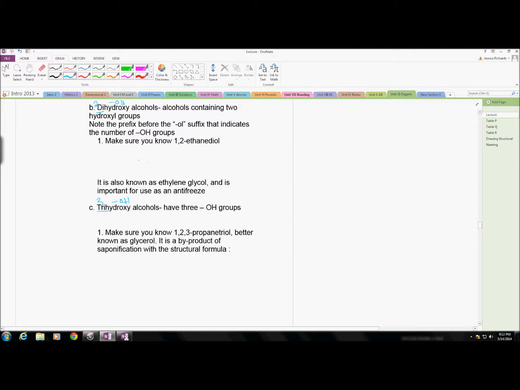1,2-ethane diol is really the only one you need to know here, so let's draw this. Ethane, so eth meaning I have 2 carbons, diol meaning I have 2 hydroxyl groups, and 1 and 2 are locations. So this guy is also called ethylene glycol, and it is the compound that's commonly found in antifreeze.